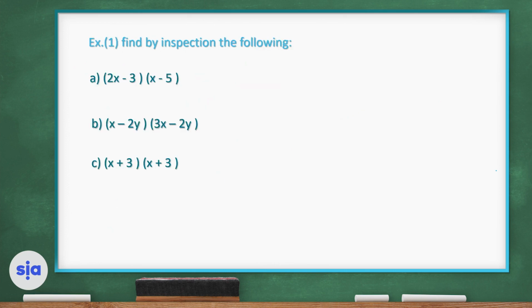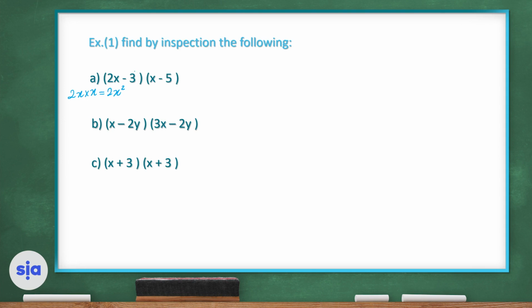Let's solve this exercise together. Find by inspection the following: 2x minus 3 times x minus 5. Let's first do the first by first. 2x times x, that's 2x squared.